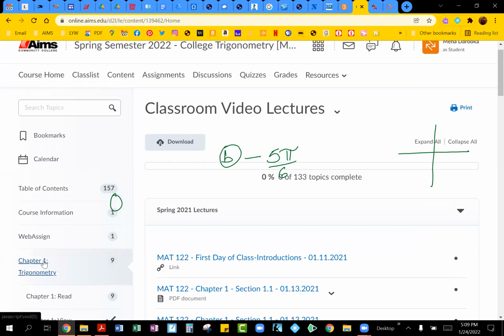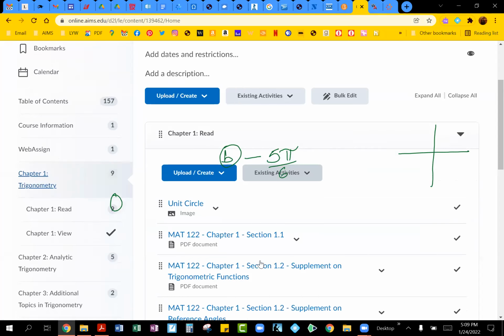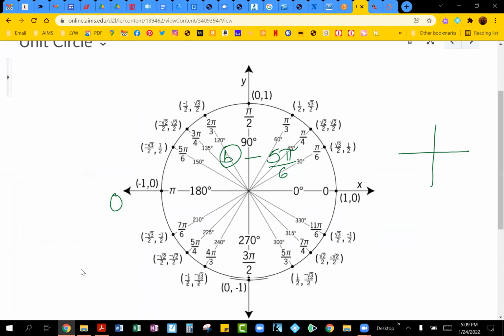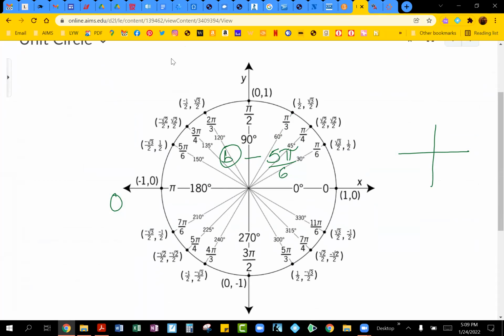So we'll go under chapter 1. And remember, this is where I have the unit circle available for you guys. So just click on that unit circle. Okay, let's clear this out for now. You will see our positive 5 pi over 6 is right over here, and this is when you are going in the counterclockwise direction. So that's your 5 pi over 6.